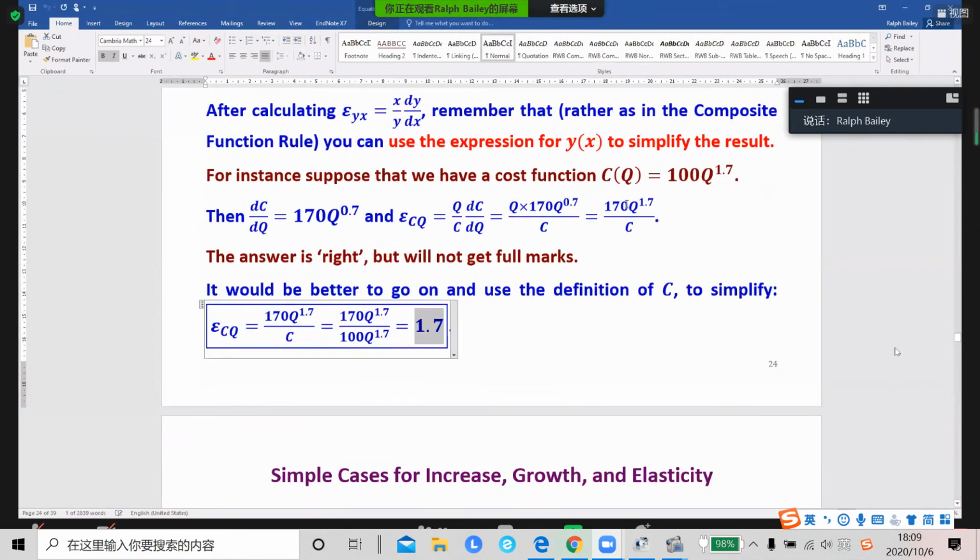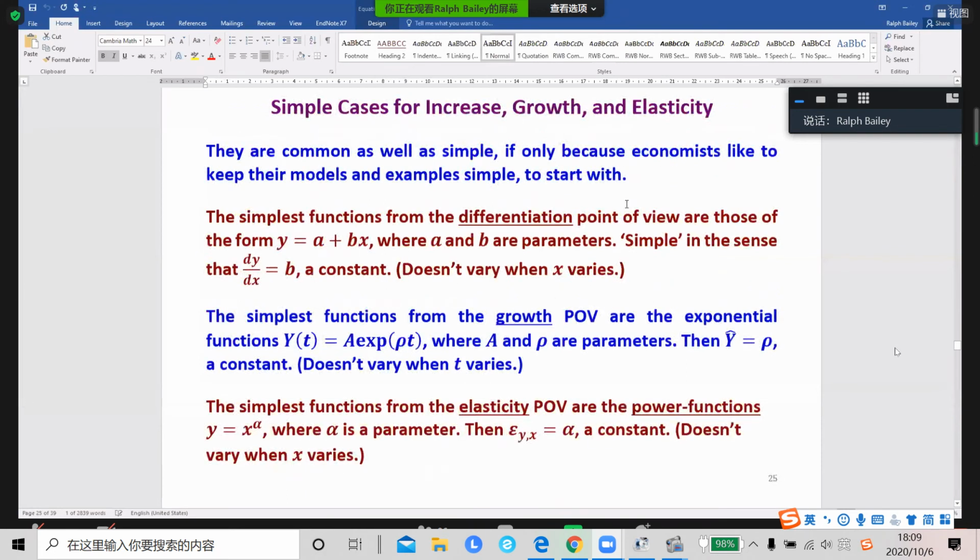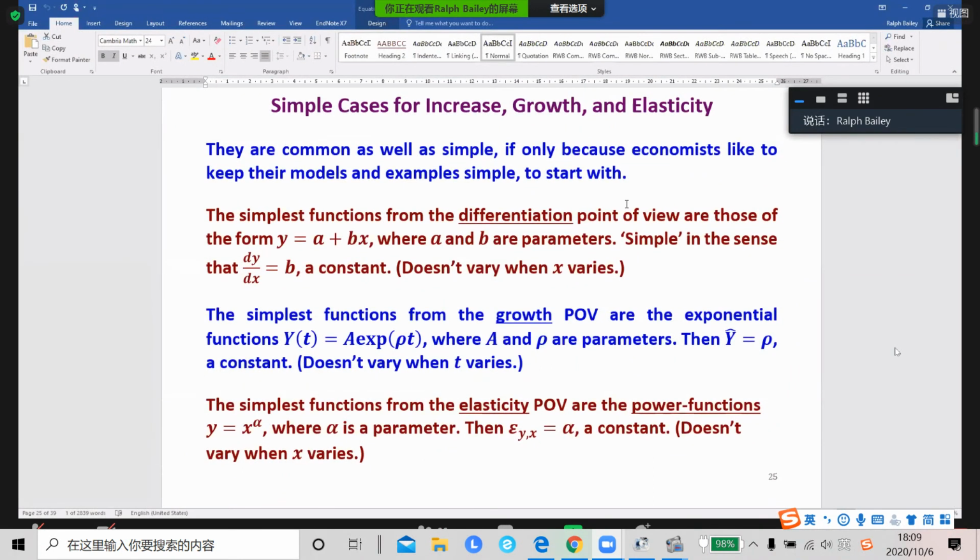Let's just review the three simple cases we've got. Simple for differentiation are things that have a slope that is a straight line, so things of the form mx plus c or a plus bx. So the derivative doesn't vary when x varies. Simplest functions from the growth point of view are the exponential functions.